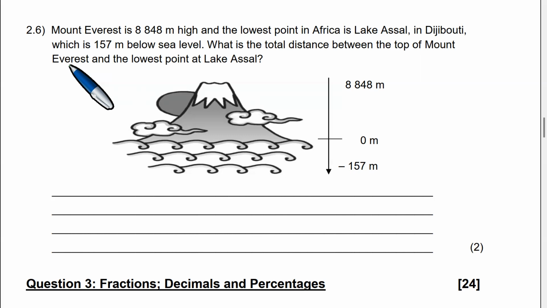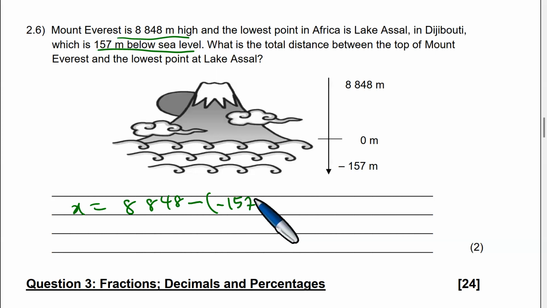Okay. Because this 157 is below sea level, and this one is height. So which means X is going to be 8,848 minus 157. What's the answer? Is 8,848 plus 157. The answer is 9,005.